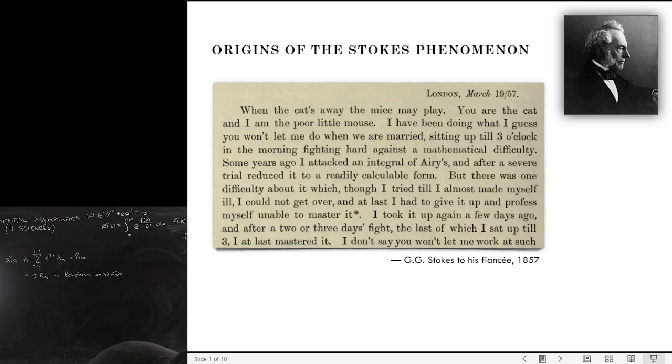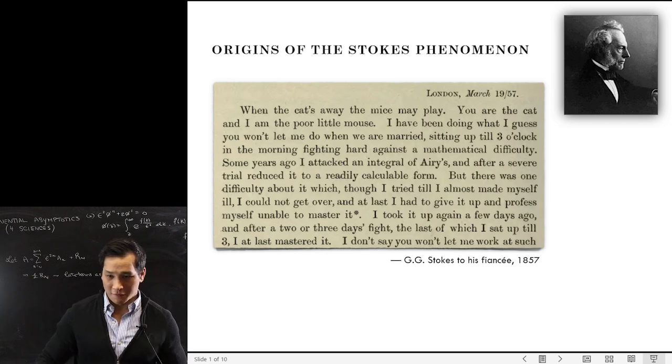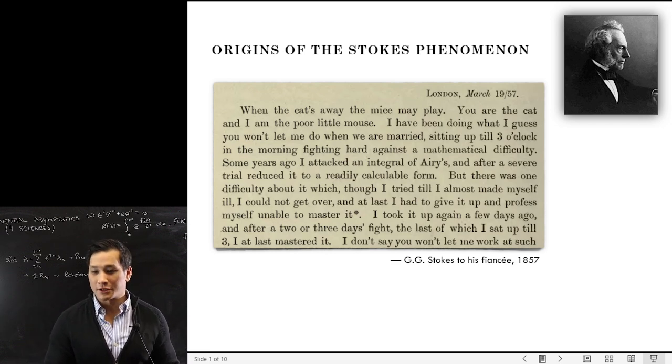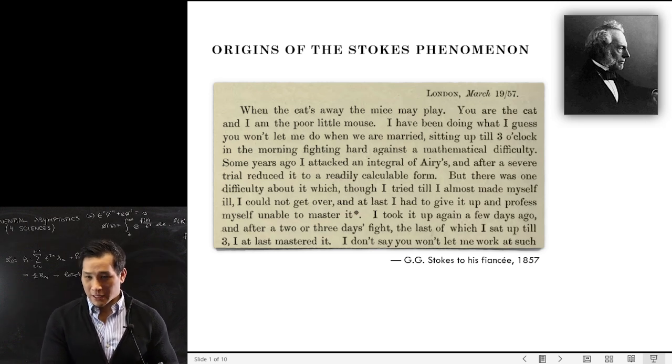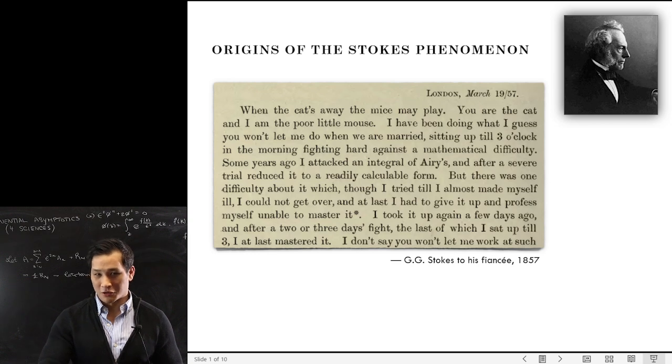Okay, so as I was saying, this is a famous problem because Stokes, who was one of the great mathematical physicists in the 1800s, had discussed this problem extensively. So this is a letter that he wrote to his fiancée in the mid-1800s that you can look up, and is found in many of his books of correspondence. So he wrote, "When the cat's away, the mice may play. You are the cat, and I am the poor little mouse. I've been doing what I guess you won't let me do when we're married, sitting up till 3 o'clock in the morning, fighting hard against a mathematical difficulty.